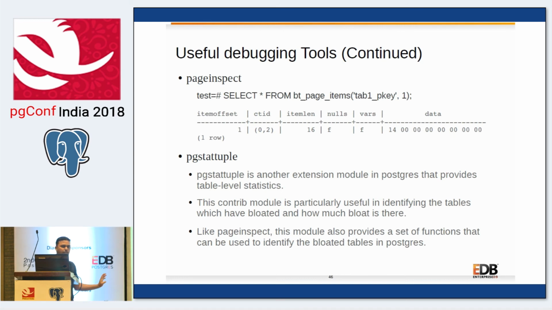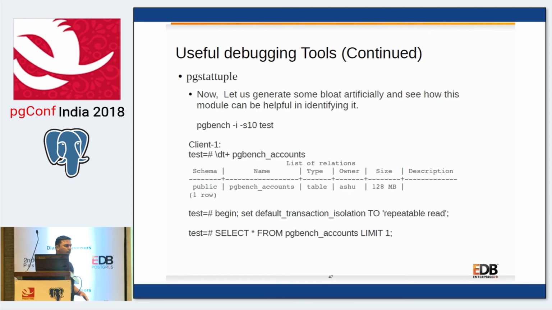The last topic is pgstattuple. This is another extension module in Postgres, which shows statistics at a table level, like the size of a table, the number of tuples that exist in a table, the number of live and dead tuples in the table, and all that stuff. Particularly, it can be used to find bloat in a table. If you want to find out which tables in your database are bloated, you can make use of this pgstattuple module.